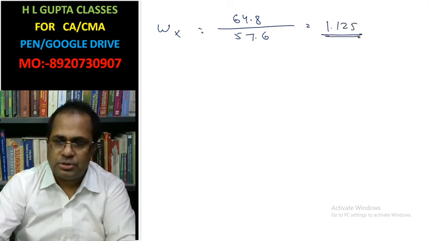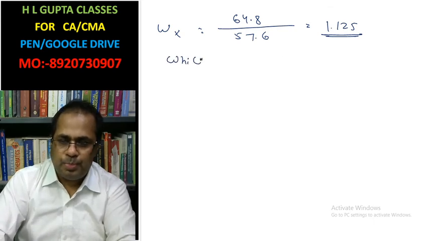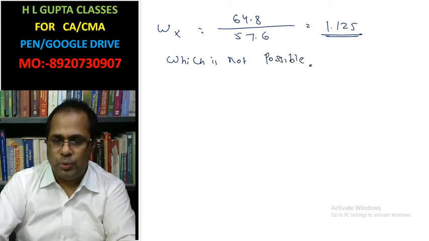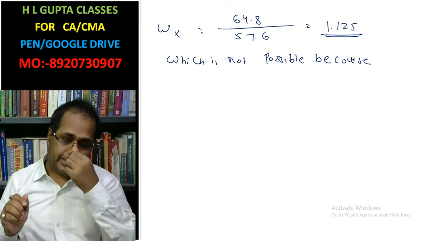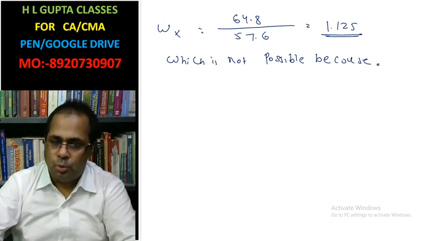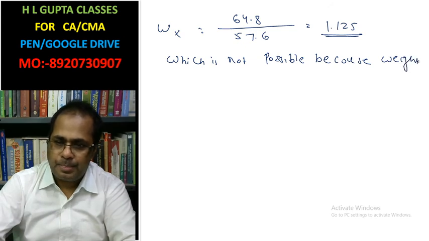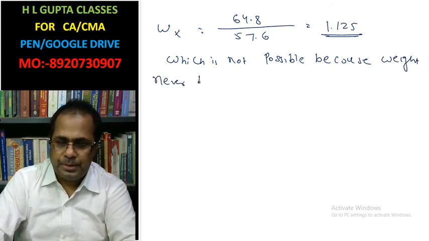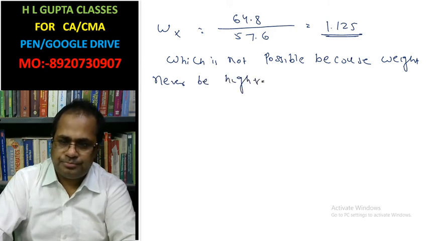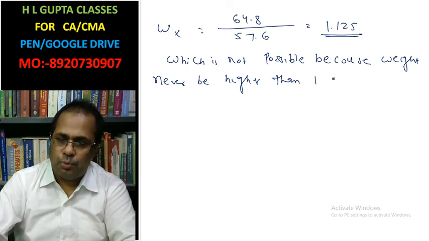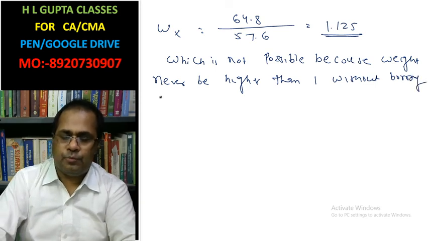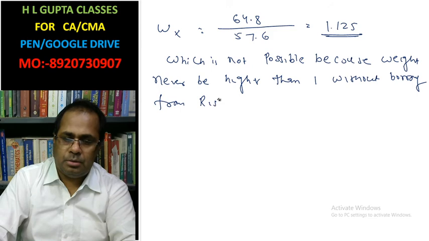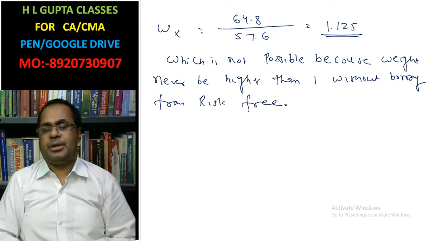That is 1.125, which is not possible, because weight can never be higher than 1 without borrowing from risk free.